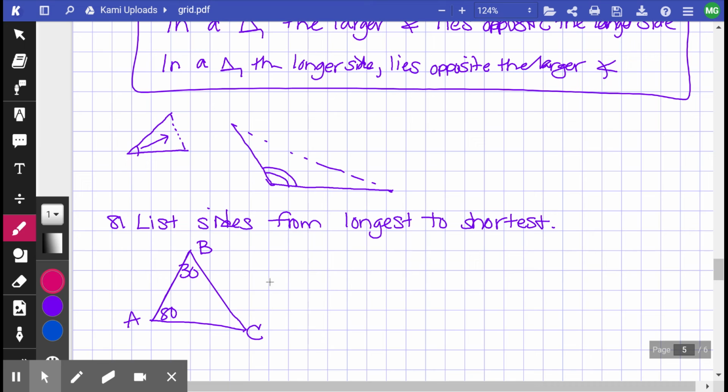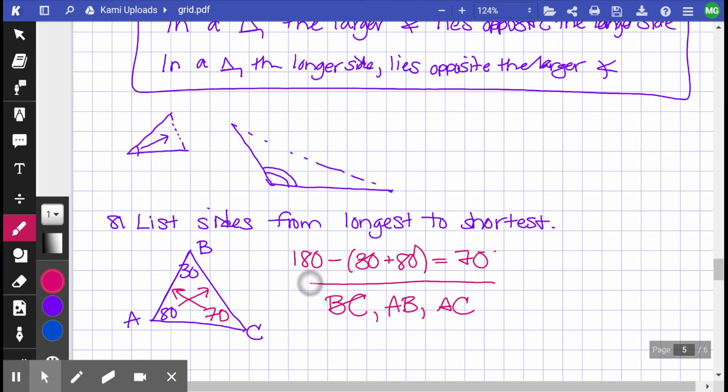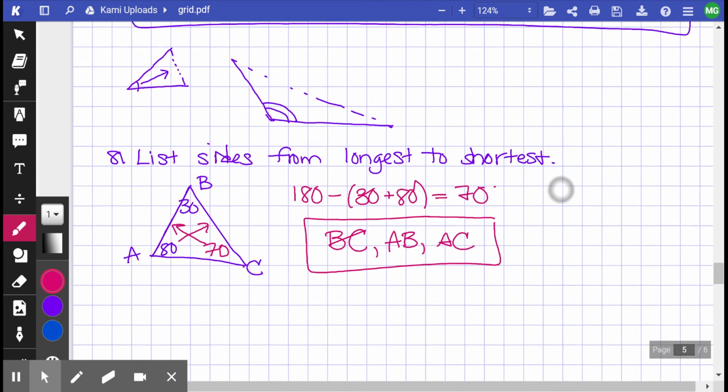All right, so hopefully you realized you needed to find angle C first, so you would take 180 degrees and subtract your 30 and subtract your 80 from that, and that gives you 70 degrees. So I know this is 70. Now, my largest angle is 80, so across from that is side BC, must be the longest side. My next largest is 70 degrees, so across from that is side AB. And then my smallest angle is 30 degrees, which is angle B, and that's across from side AC. So that would be all you need to do to list them.